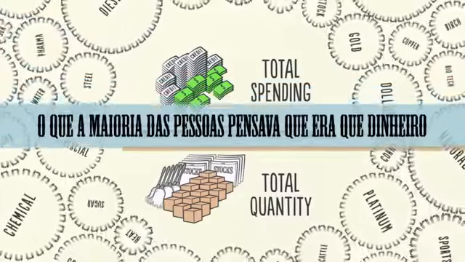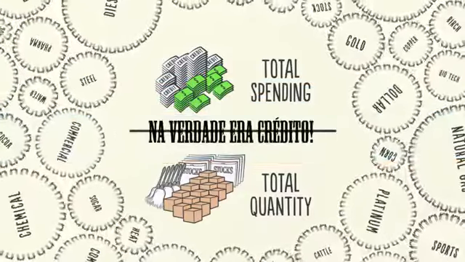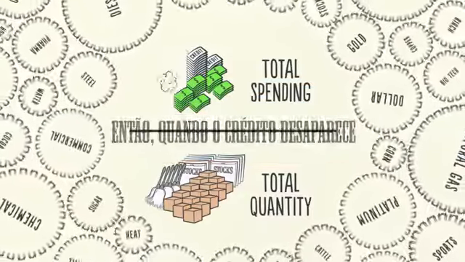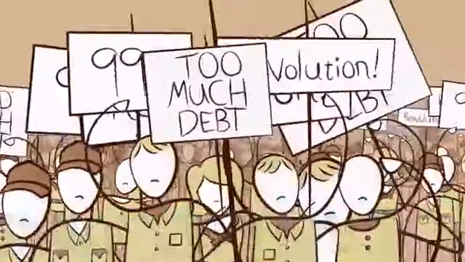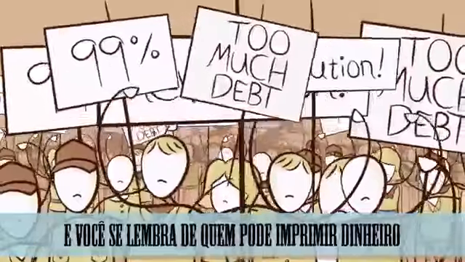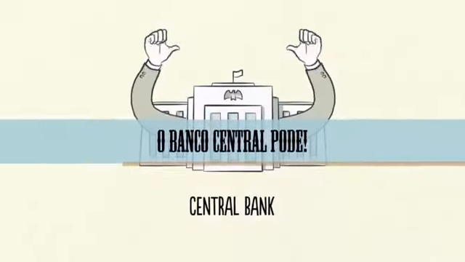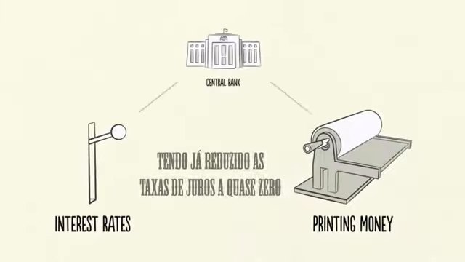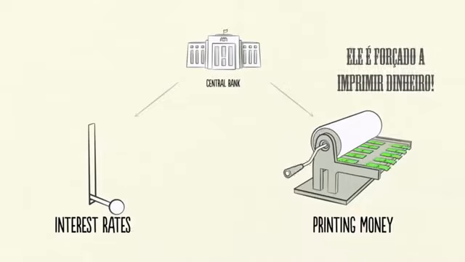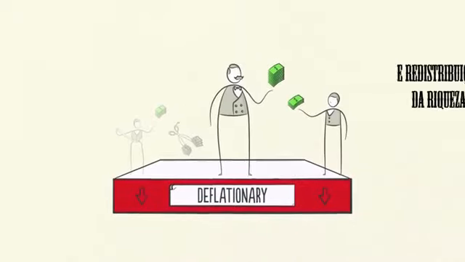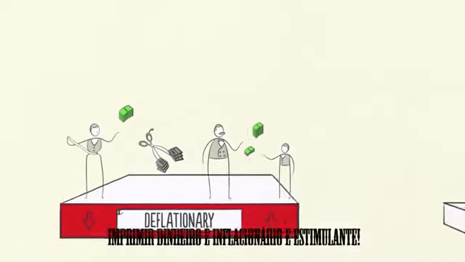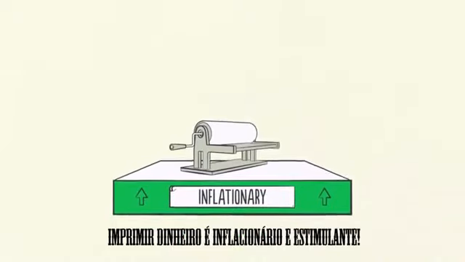Remember, most of what people thought was money was actually credit. So when credit disappears, people don't have enough money. People are desperate for money, and you remember who can print money? The central bank can. Having already lowered its interest rates to nearly zero, it's forced to print money. Unlike cutting spending, debt reduction, and wealth redistribution, printing money is inflationary and stimulative.